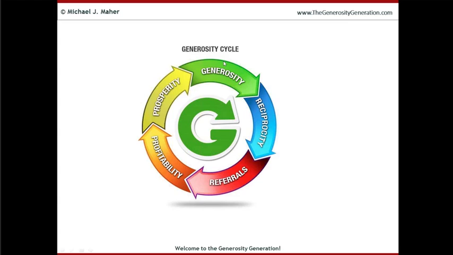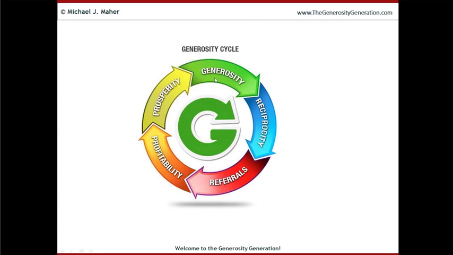So here's the deal. Generosity leads to reciprocity. Reciprocity leads to referrals. Referrals lead to profitability. And profitability leads to prosperity. But you know what? It doesn't end there. Prosperity leads to more generosity. But not just more generosity, but better generosity. Generosity at a higher level. And the higher you give, the higher the reciprocity will be. The better the referrals will be. The more the profit will be. And the more your prosperity will be. And that is a joyous cycle.